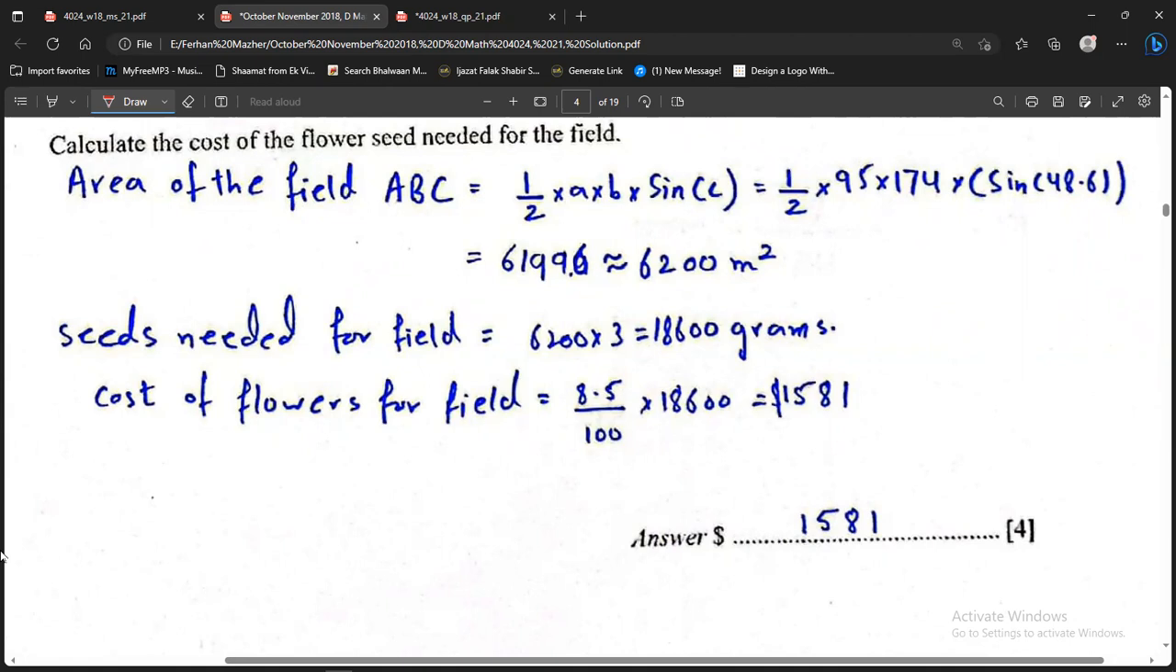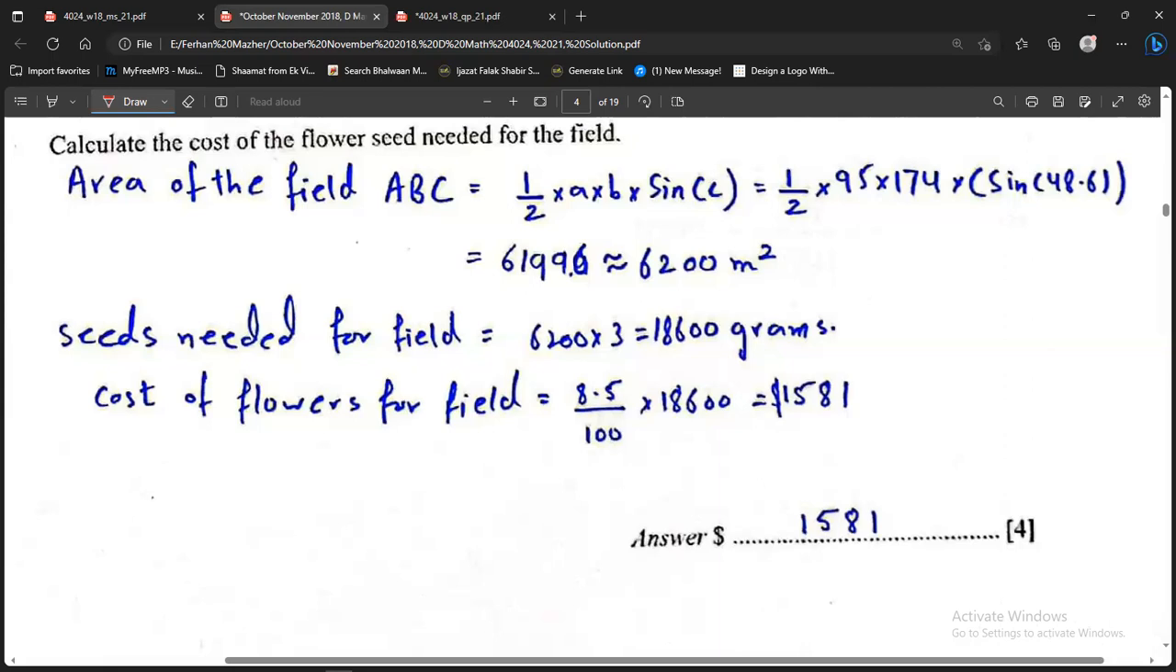So seed needed for the field, for 1 meter square, you need 3 grams. For 6,200 meters square, the seed needed will be 6,200 multiply 3, and that will be 18,600 grams. So the cost of the flowers for the field is 8.5 divided by 100 multiply 18,600. So the cost will be $1,581.